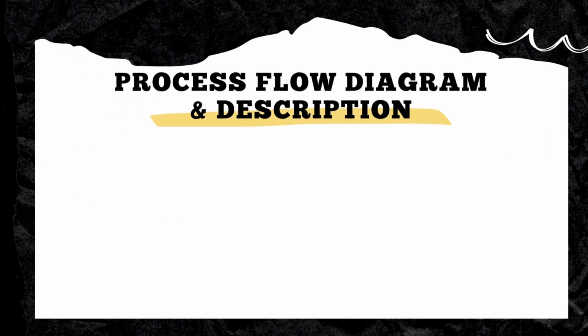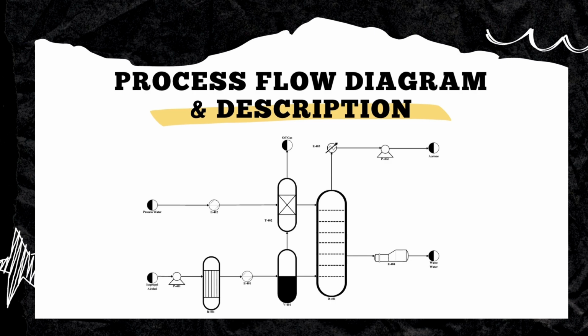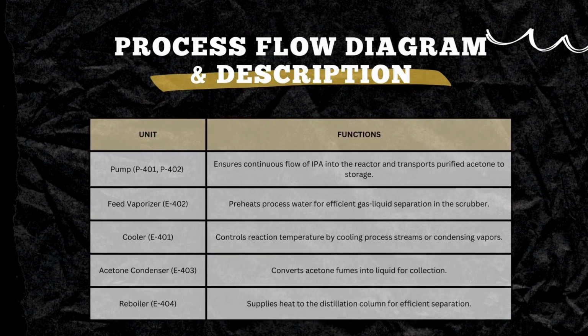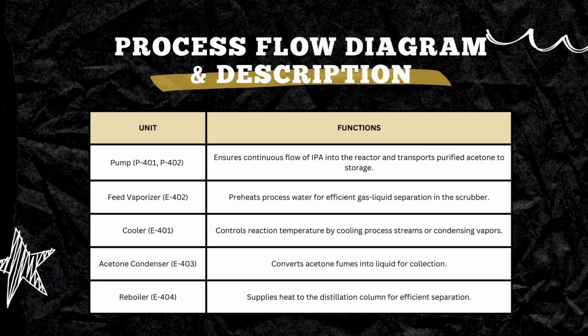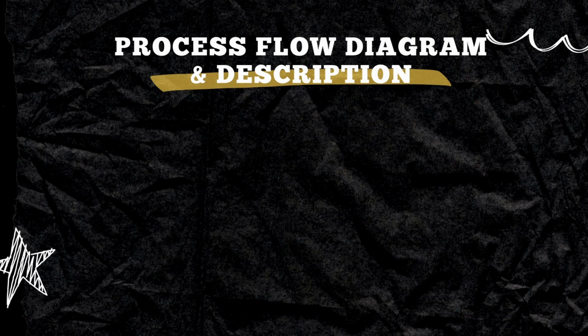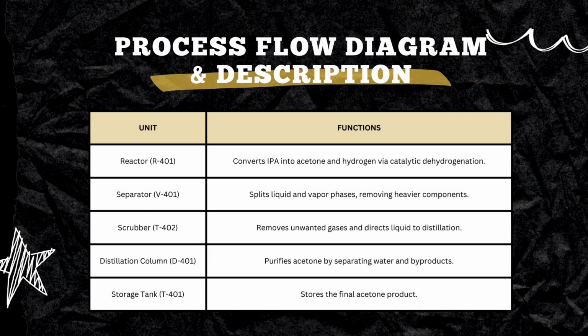Next, this is the process flow diagram and its description. First, we have two pumps, which represent P401 and P402. Next, we have one feed vaporizer, which represents E402, cooler E401, acetone condenser E403, reboiler E404, reactor R401, separator V401, scrubber T402, distillation column D401, and storage tank T401.